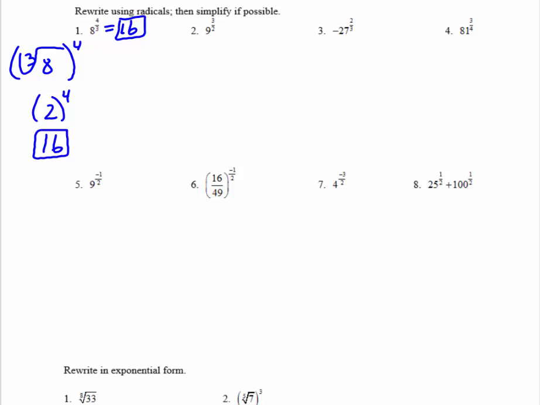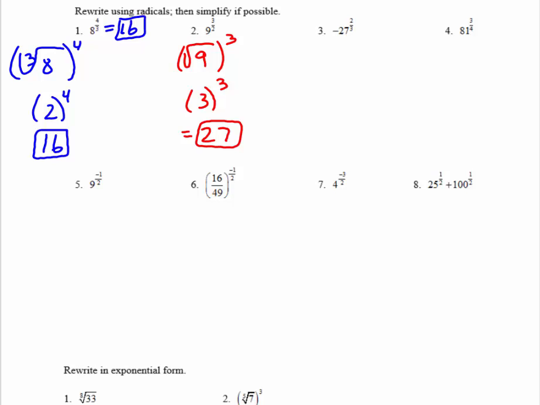Looking at number 2, we have 9 raised to the 3/2. 3 is the power, 2 is the index. So this is the square root of 9, all raised to the 3rd power. The square root of 9 is 3, and then we need to cube it. So 3 times 3 times 3 is 27.